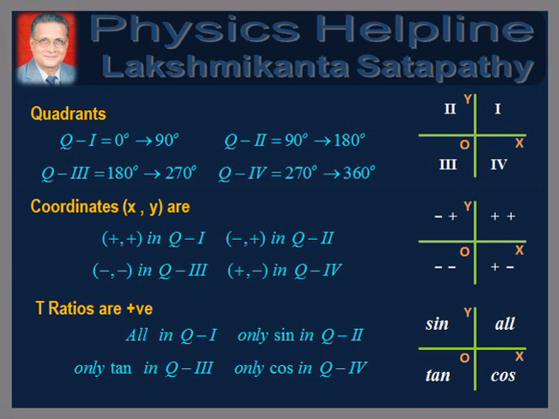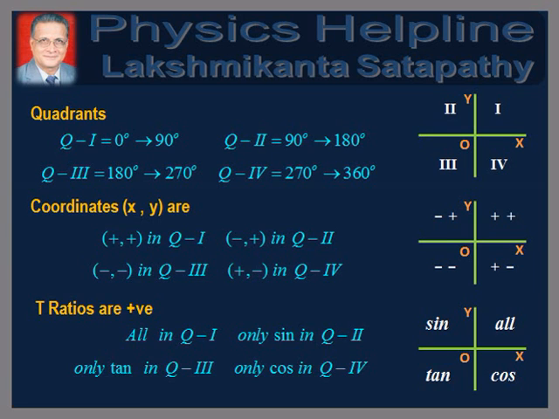Now the quadrants. Q1 is from 0 to 90 degrees, Q2 is from 90 to 180 degrees, Q3 is from 180 to 270 degrees, and Q4 is from 270 to 360 degrees. Again, if x, y be the coordinates of a point, then in Q1 both x and y are positive, in Q2 x is negative and y is positive, in Q3 both x and y are negative, and in Q4 x is positive and y is negative.